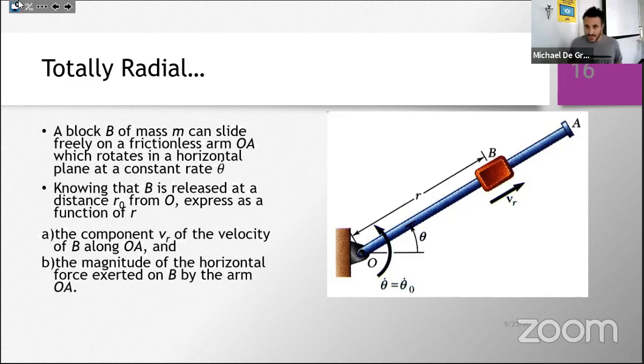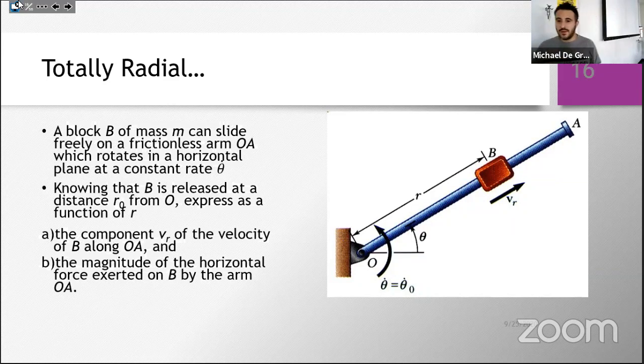We've got a block B of mass M that can slide freely on a frictionless arm, OA, which rotates in the horizontal plane at a constant rate. Now, you're told it rotates in the horizontal plane. Why do they tell you that? Does it matter? It absolutely does matter, because we are looking top down at this now, and imagine that it's on a table and it's spinning around on the table. Why is that important? Well, it's the same reason as the last time we talked about something spinning in the horizontal plane. The weight is an out of plane force, so we do not have to include the weight of the object when we are talking about this.